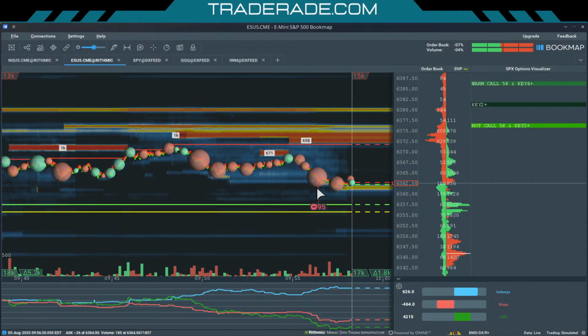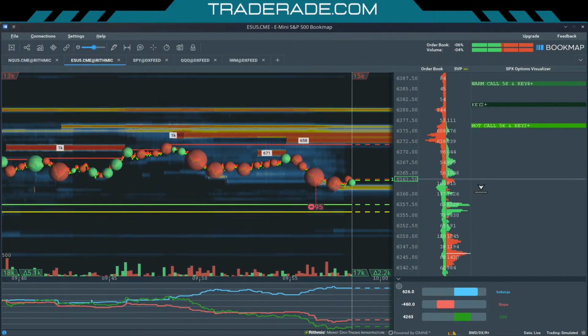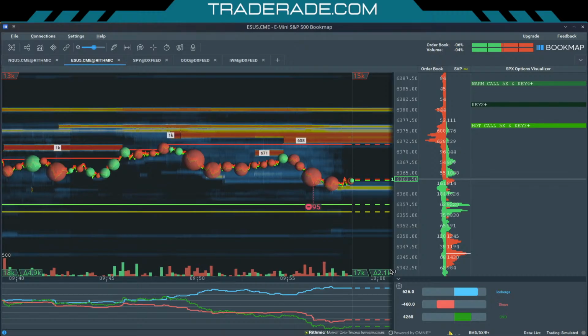Did see a bit of a stop run here as well. 95 contracts stopped out. Those were market sell orders from longs. And it's interesting because you're starting to see a little bit of a divergence. Icebergs nibbling to get long, stops kicking longs out. If that becomes more pronounced, that tends to be the makings of a bullish reversal.